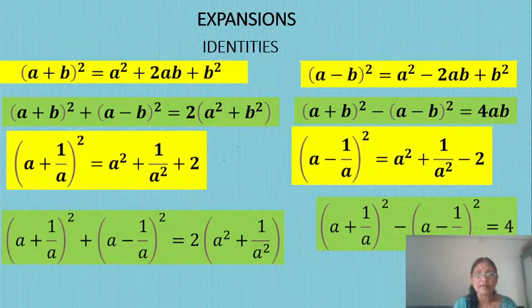These identities we have already learned. We have learned these expansions in grade 8 also. (a plus b) the whole square is a square plus 2ab plus b square. (a minus b) the whole square is a square minus 2ab plus b square.